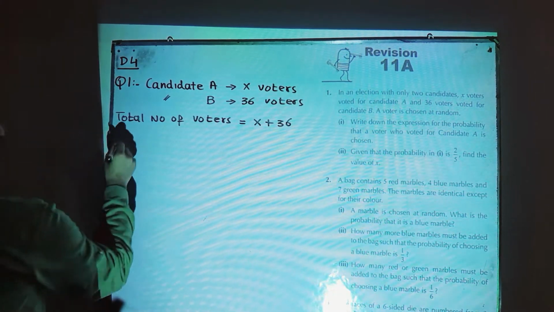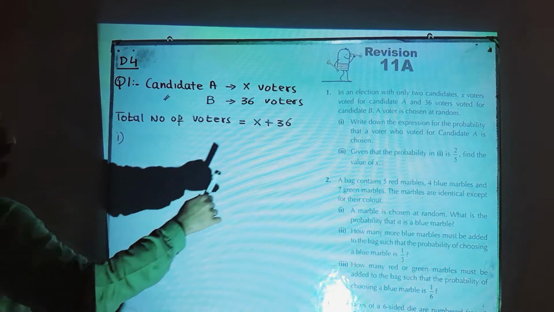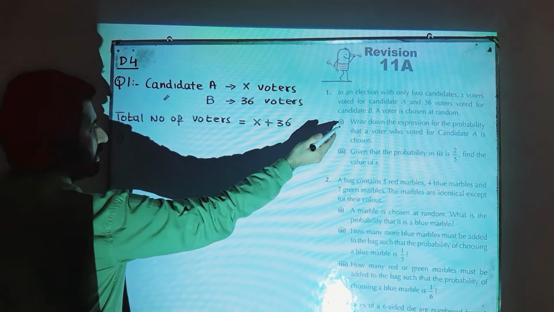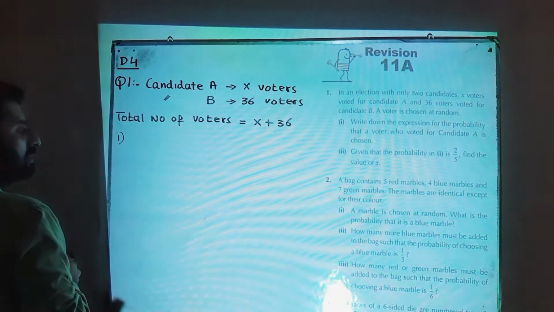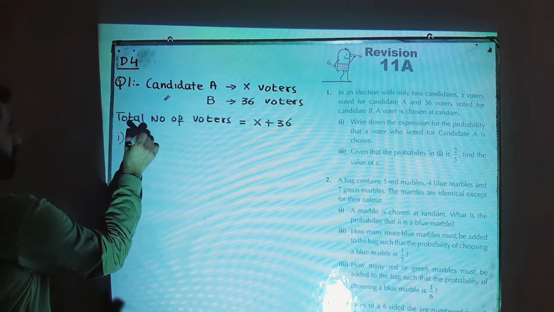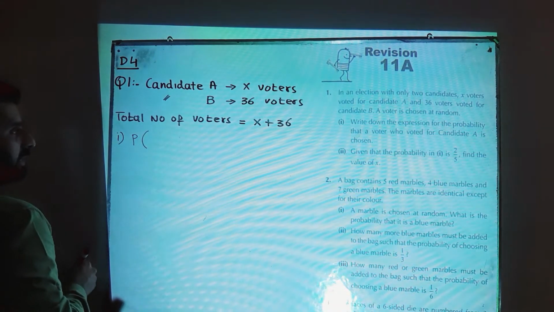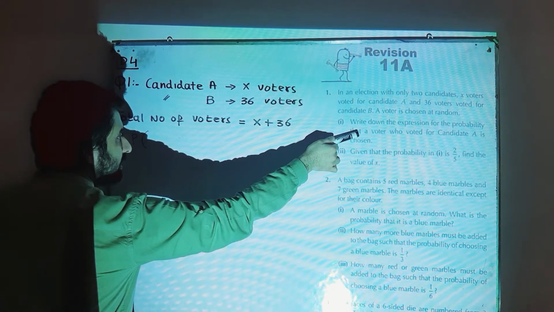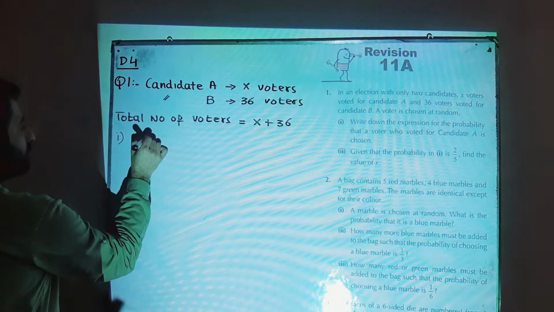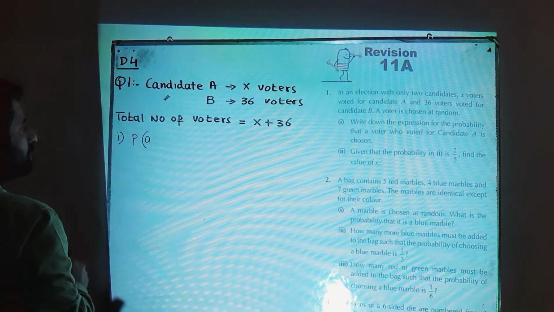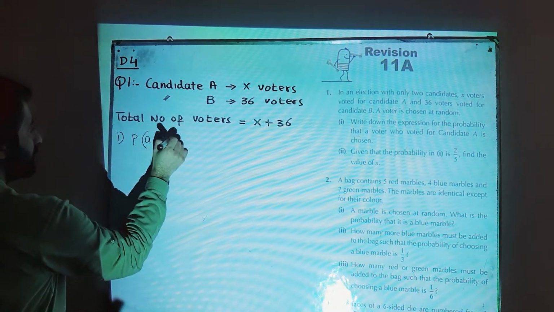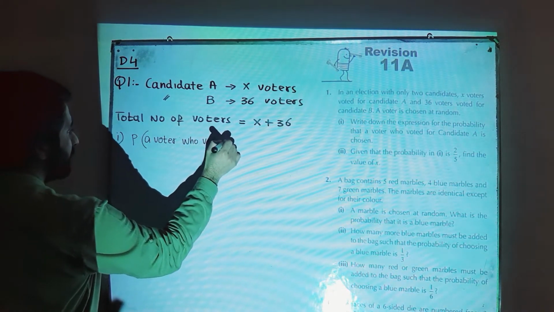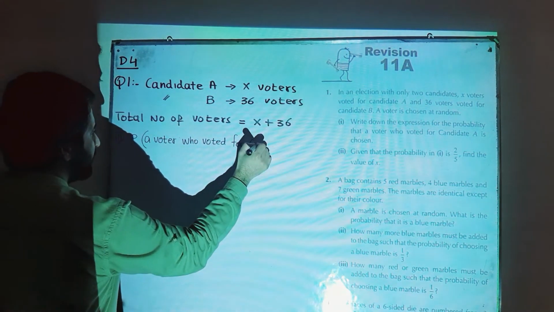So part 1 is, a voter is chosen at random. Write down the expression for the probability that a voter voted for candidate A. You need to write down an expression for the probability of a voter who voted for candidate A.